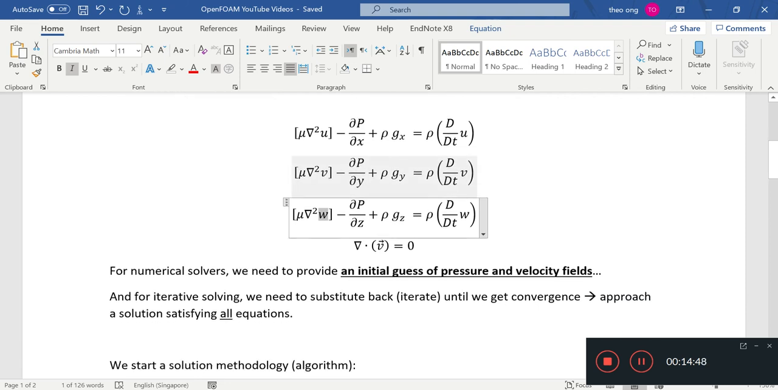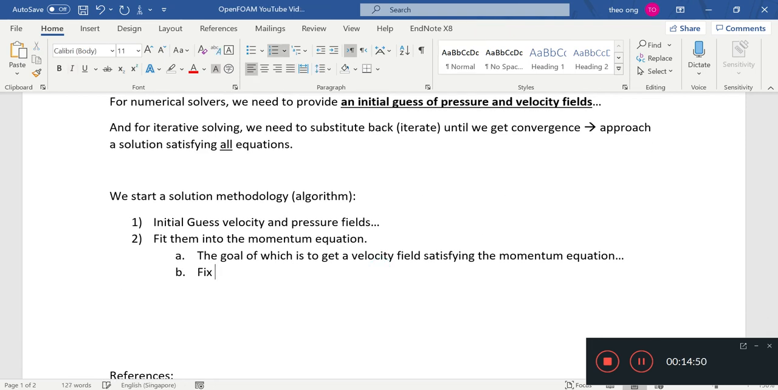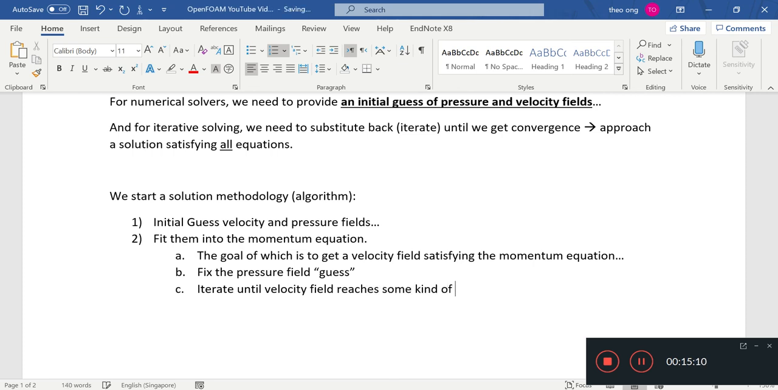So what we do is we fix the pressure field guess, and iterate until the velocity field reaches a converging solution, some kind of solution. Okay, so we have a new velocity field.